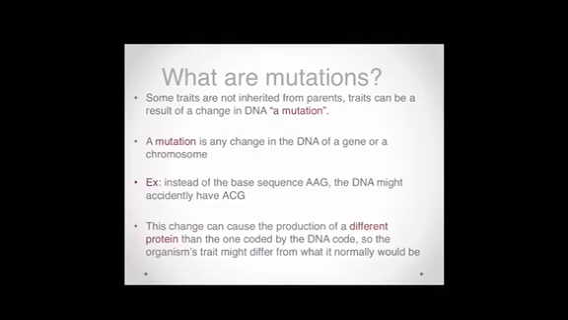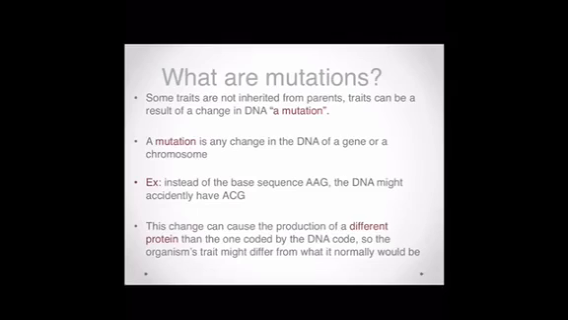Now we know that traits are inherited from our parents. However, some traits are not inherited from parents. These traits can be a result of a change in DNA, or in other words, a mutation. How can we define a mutation? A mutation is any change in the DNA of a gene or a chromosome. So it is a change in the organism's DNA.